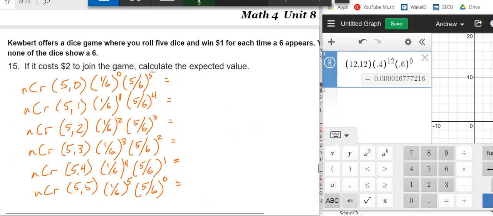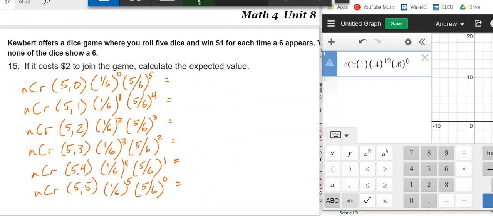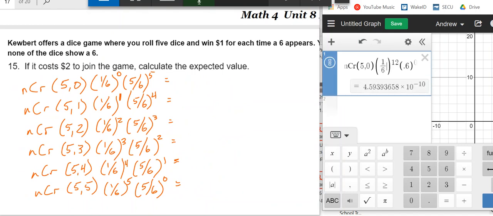All right. 5 and 0, huh? And this is going to be 1/6. I'm going to do the fraction because if you try and go to decimal, you'll get a repeating decimal, which means that you're going to lose something as soon as you try and plug it in that way. Same thing here with 5/6, and that is raised to the 5th power.